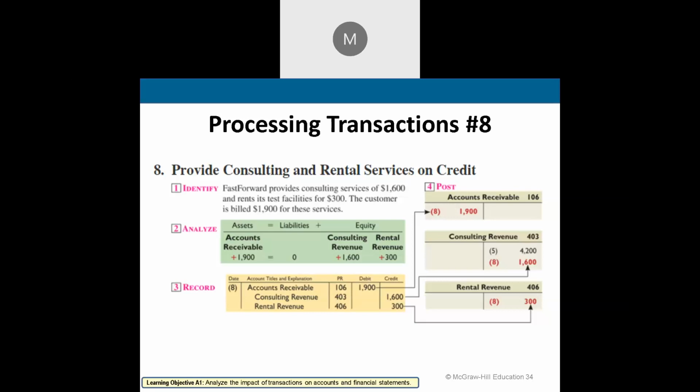So debit accounts receivable, $1,900. We credit consulting revenue, $1,600 to increase consulting revenue. But then we also credit rental revenue, $300. We posted them to their general ledgers. The point here is that it's okay to have more than two accounts in a transaction, as long as the debits and credits equal.